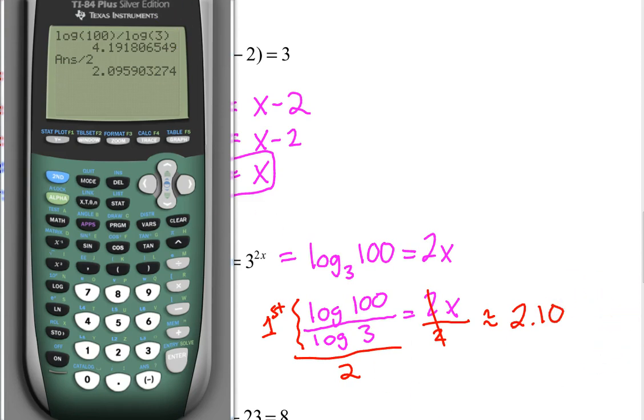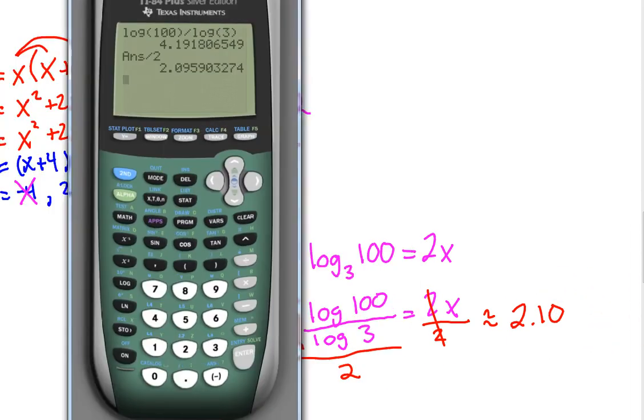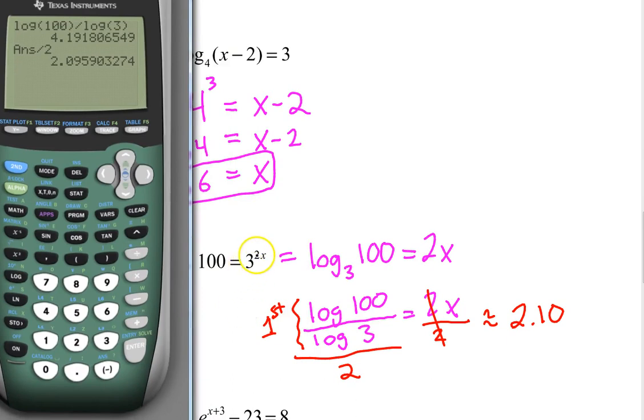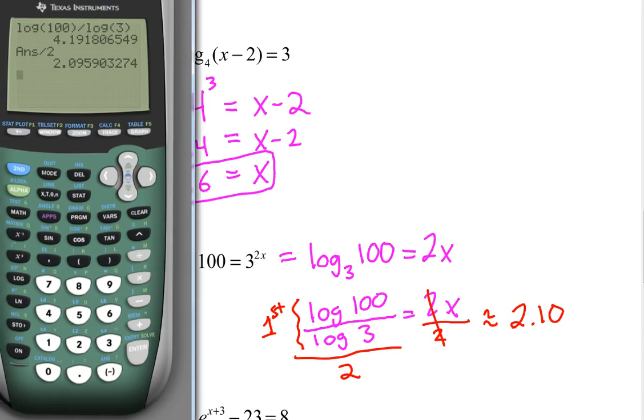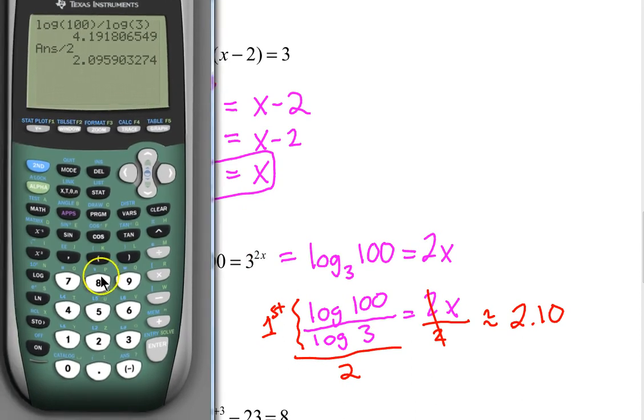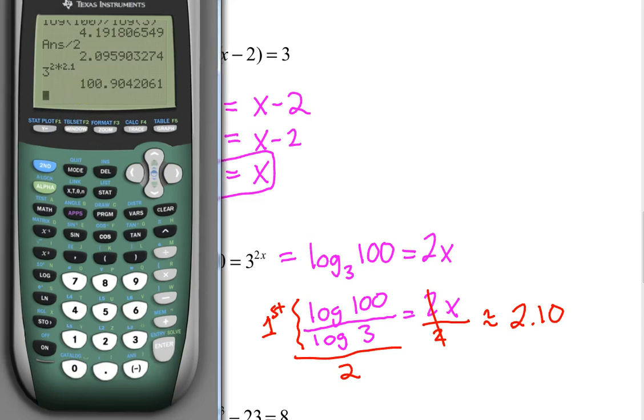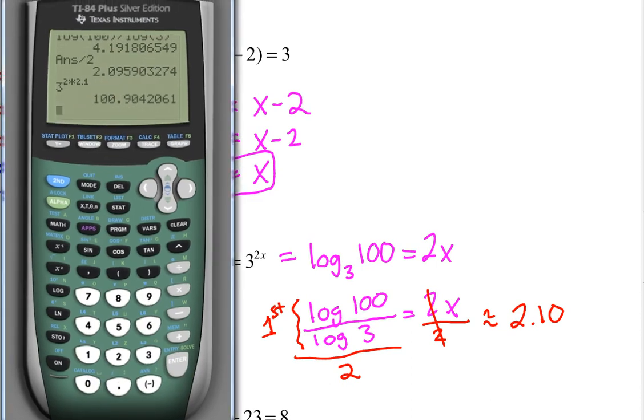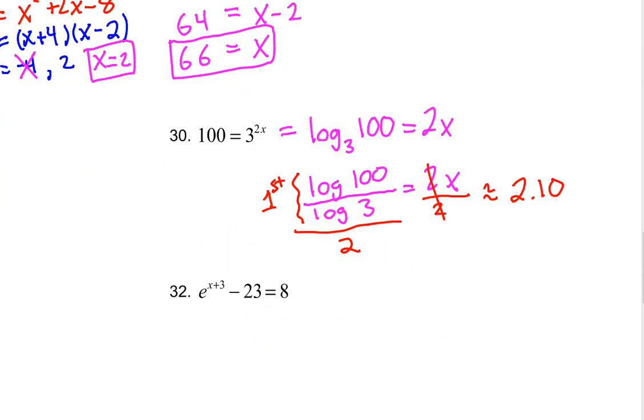Of course, we can double check just to make sure that when we plug in 3 to the 2 times 2.1 power, it should be something close to 100. So 3 to the 2 times 2.1 power is something really close to 100. So we know we're good. Okay, do a few more.